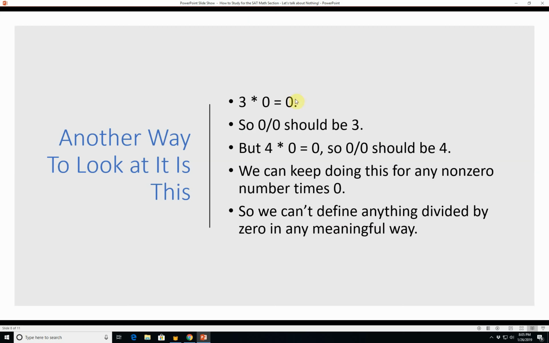If 3 times 0 is equal to 0, which it is, then 0 divided by 0 should be 3. But 4 times 0 is also equal to 0, so then 0 divided by 0 would also have to be 4. And we can keep doing this for any non-zero number times 0. 364,231 times 0 is 0, so if you divide 0 by 0, you should get 364,231. So we can't define anything divided by 0 in any meaningful way.